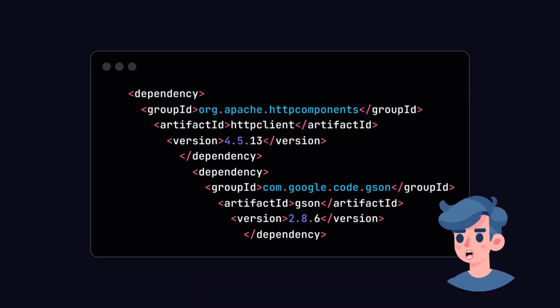First, let's set up our Java project. Create a new Maven or Gradle project in your favorite IDE. For this example, I'll be using Maven. Open your pom.xml file and add the dependencies for HTTP requests and JSON parsing.